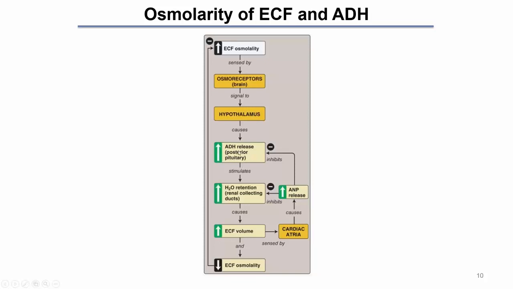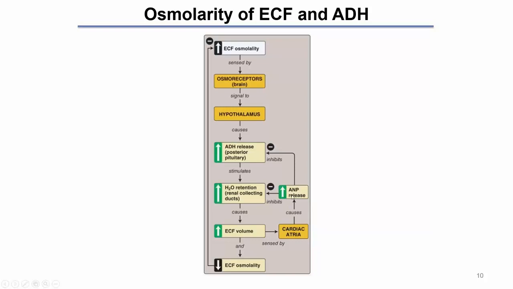What ADH does is that it increases the synthesis of the aquaporins and inserts them into the collecting ducts in the nephrons in the kidneys, and as a result, more water is absorbed from the collecting ducts. As more water is absorbed, ECF volume would increase and ECF osmolarity would decrease, and there you have a negative feedback effect working on the osmoreceptors, right? At the same time, the ADH also stimulates water retention, as we already mentioned, in the renal collecting ducts, and that increases ECF volume.